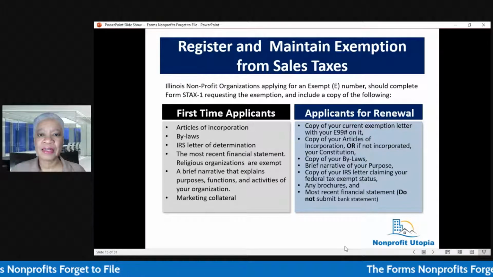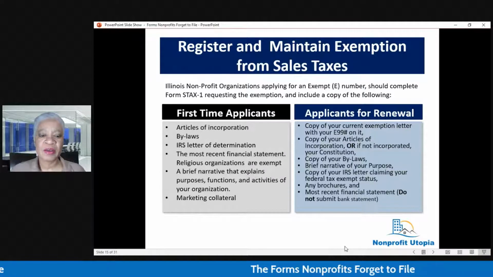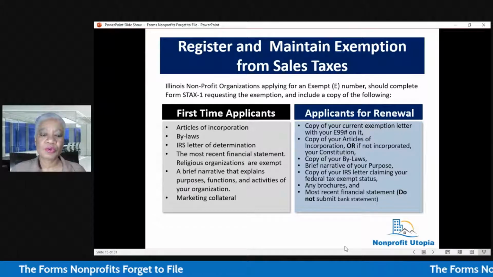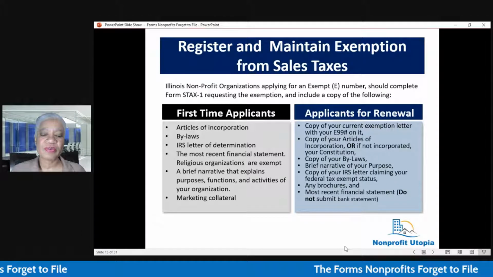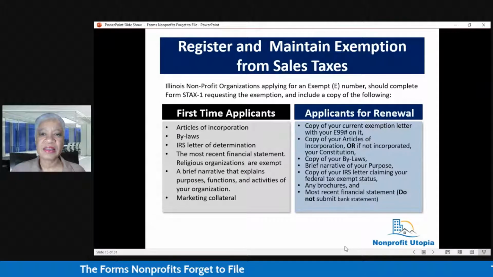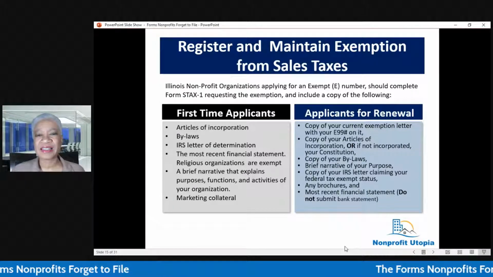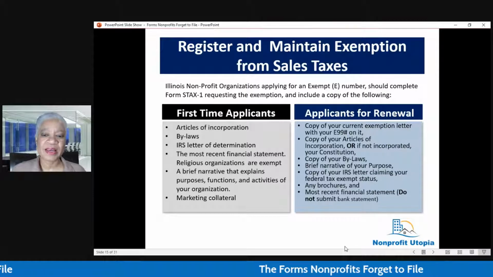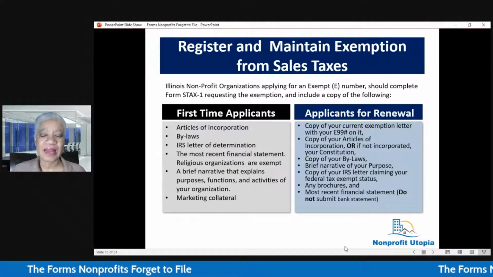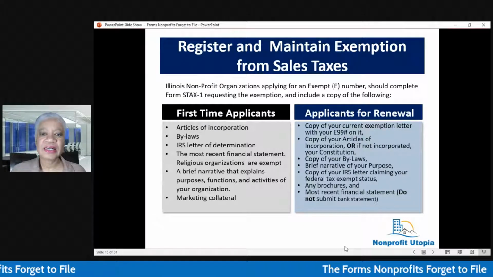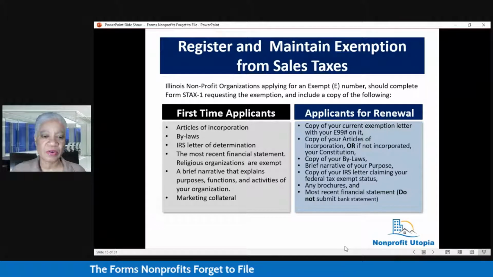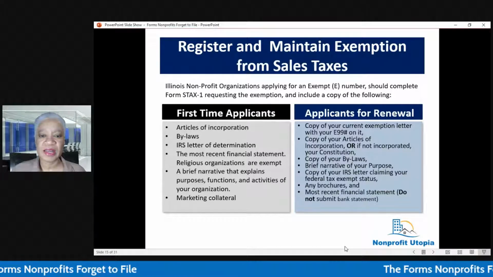And if you are a religious organization, you don't have to share any financial information. You talk about what your organization does. So you're going to give a brief narrative that explains your purposes, your functions, any activities, and then any articles, any marketing collateral, that's stuff like brochures, copies of your website, etc. All right. And I should caution you that if you are an economic development agency, your chances are slim to none of being exempt, at least in the state of Illinois, from sales tax.